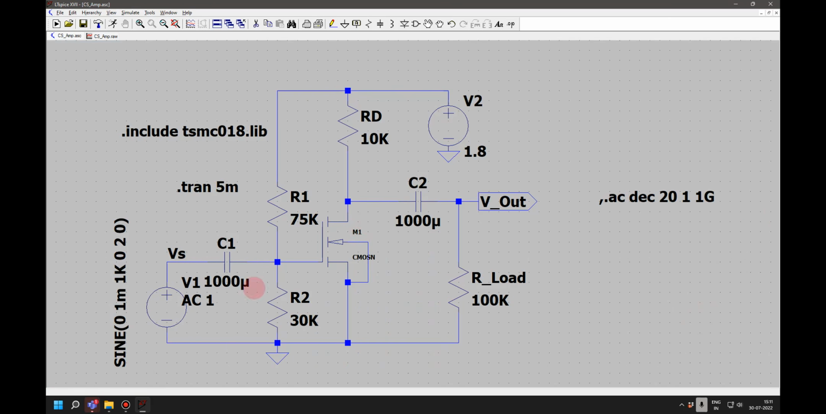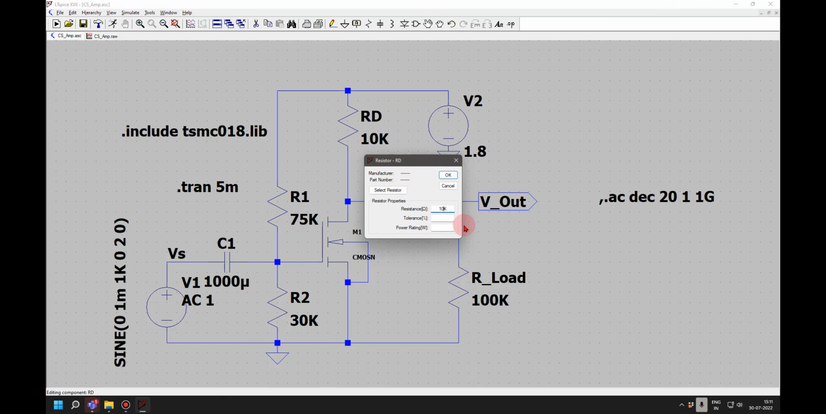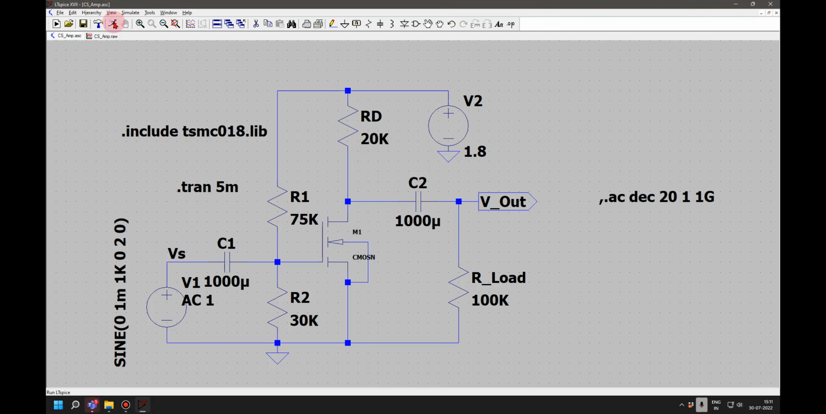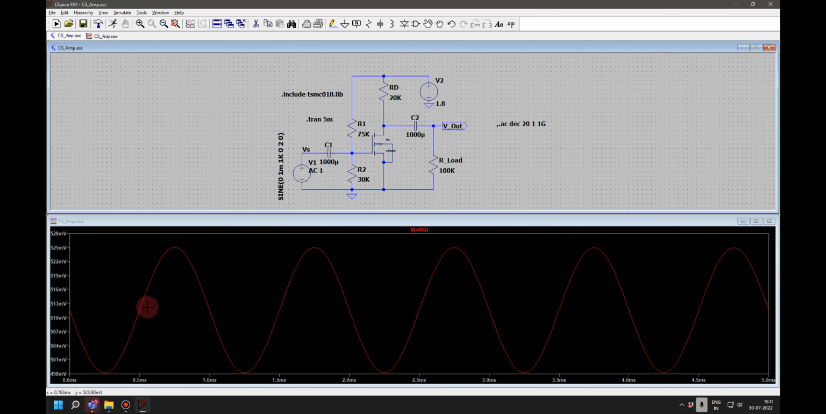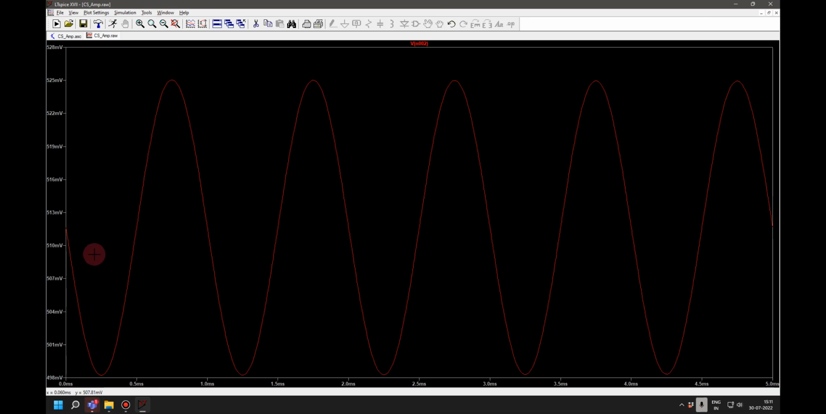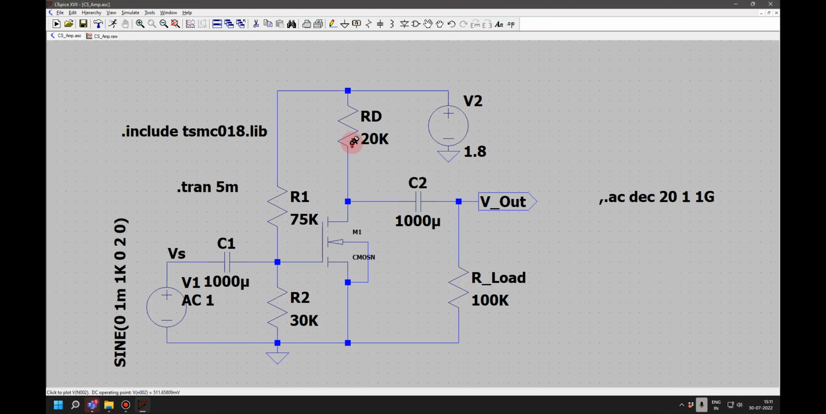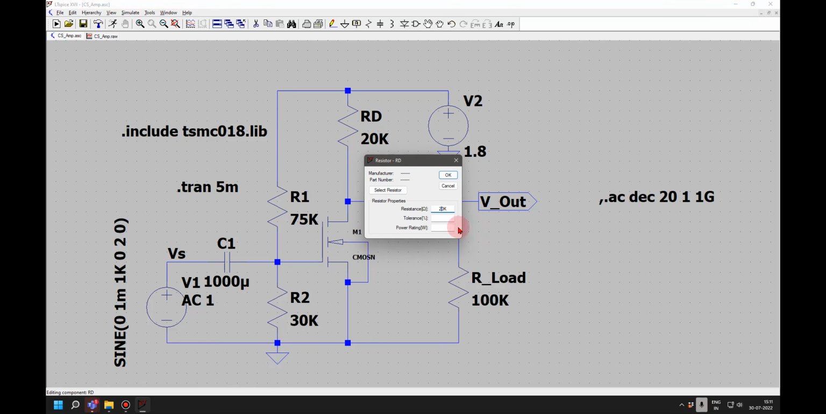Now if I want to improve the gain, what can I do? Can somebody tell me? Can I increase this resistance? If I put it as 20K instead of 10K and run it, now you can see the gain has slightly gone higher, right? But then it has changed the DC operating point also. So you can change the value of the resistance to change the gain, but it will change the DC operating point, right?